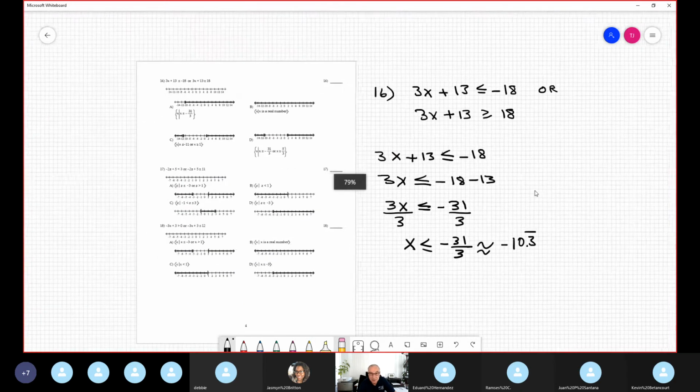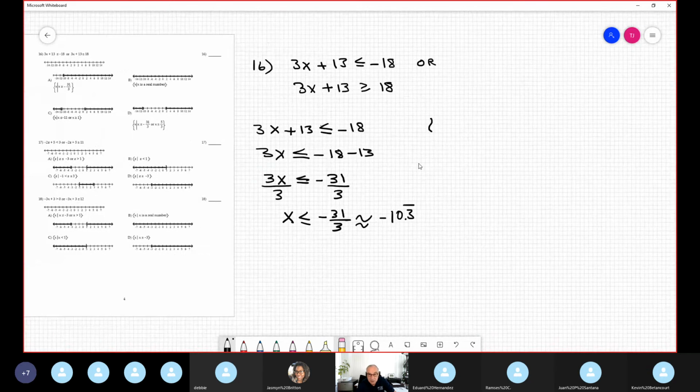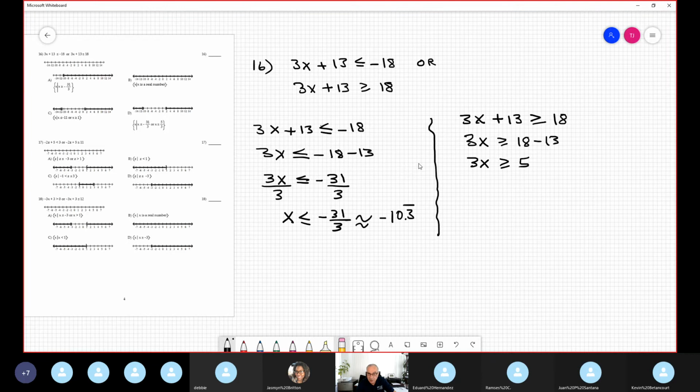Now I take the second inequality: 3x plus 13, that part is exactly the same, but greater than or equal to positive 18. The 3x is greater than or equal to 18 minus 13, which is 5. Divided by 3, x is greater than or equal to 5/3. Now 5/3 in decimal approximation. It's important because I want to have some idea of the location, position of this fraction. It's 1.6 repeated.